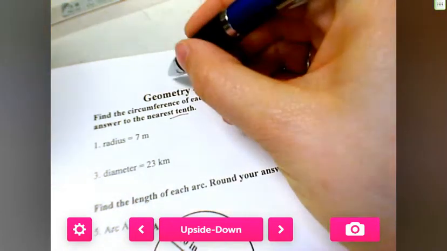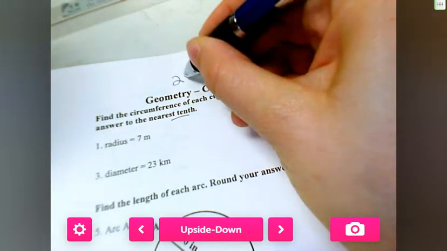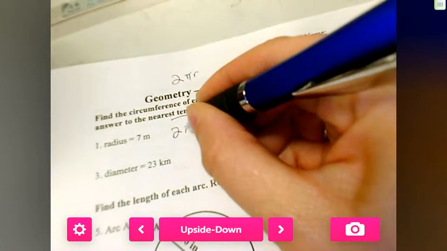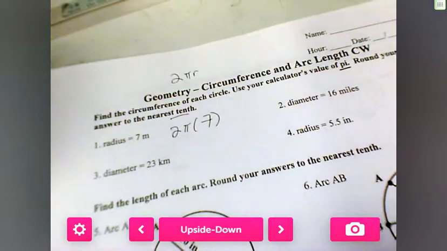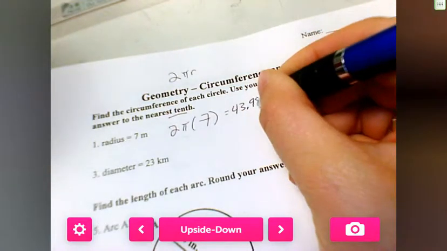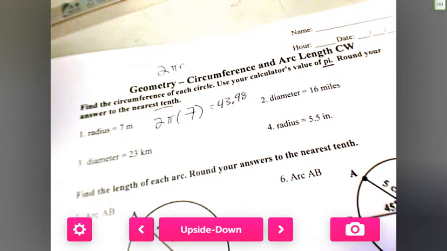Okay, who remembers what the equation is for circumference? It's also in your circle book. Anybody remember what circumference is? 2 pi r. Okay, so for number 1, we're just going to go 2 times pi times 7. And there's a pi button on your calculator. Please do not use 3.14. Please use pi. 2 times pi is right next to the letter h at the bottom. And you should get 43.98. Or 44.0. I will put 43.98. It says to the nearest tenth, and I did it to the hundredth, but whatever.